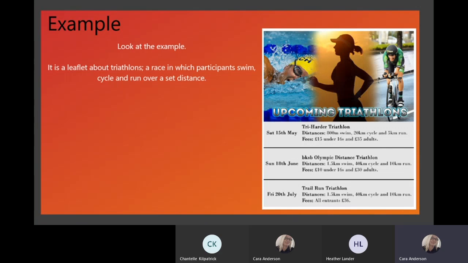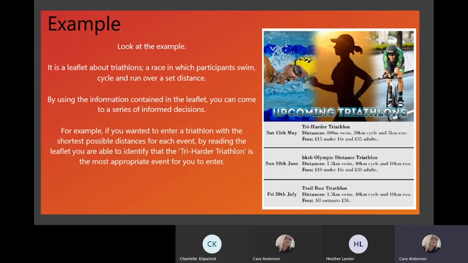That's what triathlons do. And obviously, it's set over different distances. So by using the information contained in that leaflet, you can come to a series of informed decisions. So quite a bit of information on that. But if you were someone that was looking to take part in one, it should have everything on that you need.